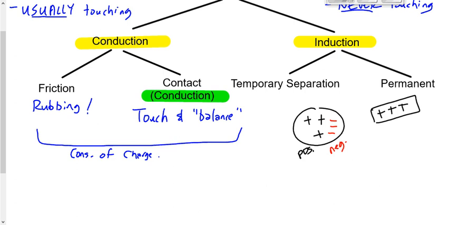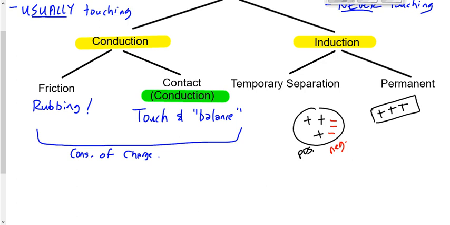Now, I've drawn it in a little bit of an exaggerated way. The reality is the left side will have some negatives still there, and the right side will still have some positives. But you'll have more positive on the left and more negative on the right. That's a separation of charge. The total charge is still neutral, but it's a separation of charge. It's split up. Why do we say it's temporary, though?